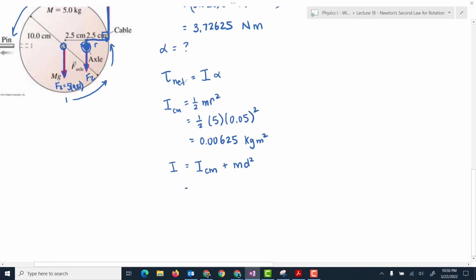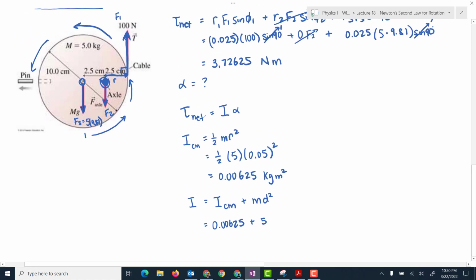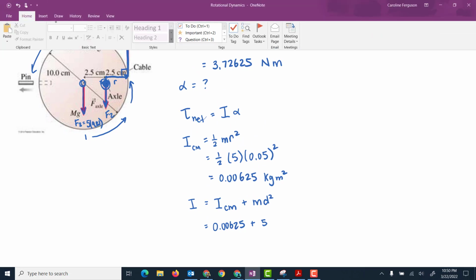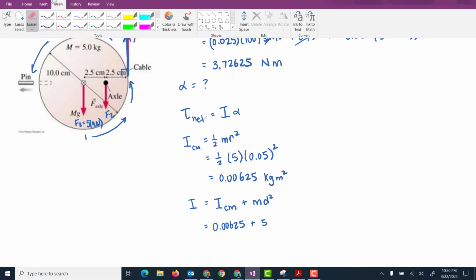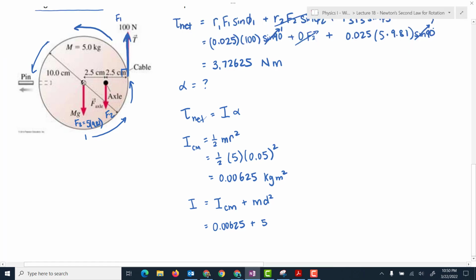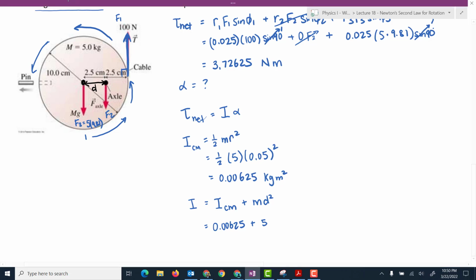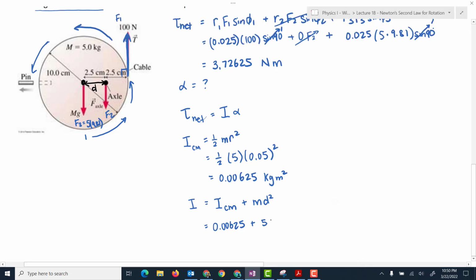So I have I at the center of mass, which I just found out was 0.00625, plus the mass of the object, which is 5 kilograms, times d squared. Well, d is the distance from the center of mass to the axis of rotation. Okay, let's clean this up a bit. So the distance from the center of mass, which is over here, to the axis of rotation, which is at the axle, is my d value, and it's 2.5 centimeters. So that's what I'm putting in for d. So 2.5 centimeters, I'm changing it to meters, 0.025, and that's squared.